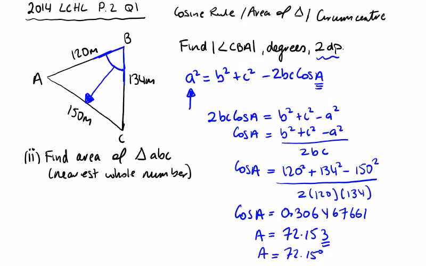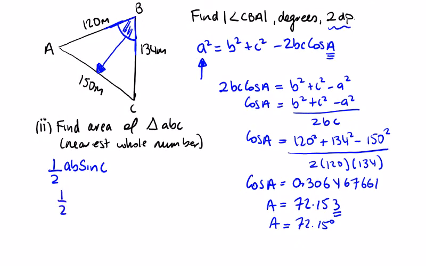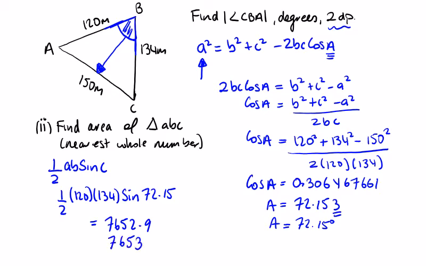Part 2 asks us to find the area of the triangle ABC, which you all know is a half AB sin C, where A and B connect the angle. So my A and B are 120 and 134. So a half 120 by 134 by the sine of the angle that we've just gotten, which is 72.15. To the nearest whole number, just type it into our calculator. 7652.9. So it's going to be 7653, and they're dealing in meters, so meters squared.